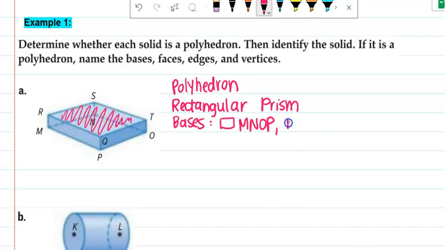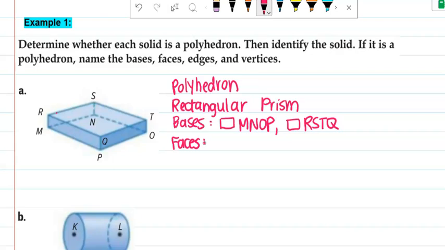I'm going to again draw my little rectangle so I don't have to write out the word, R-S-T-Q. If you started at a different letter to name that, that's okay. If you rotated counterclockwise, that's okay too. Just make sure you didn't go from like R to T or Q to S. That's not allowed. We also have to name the faces.